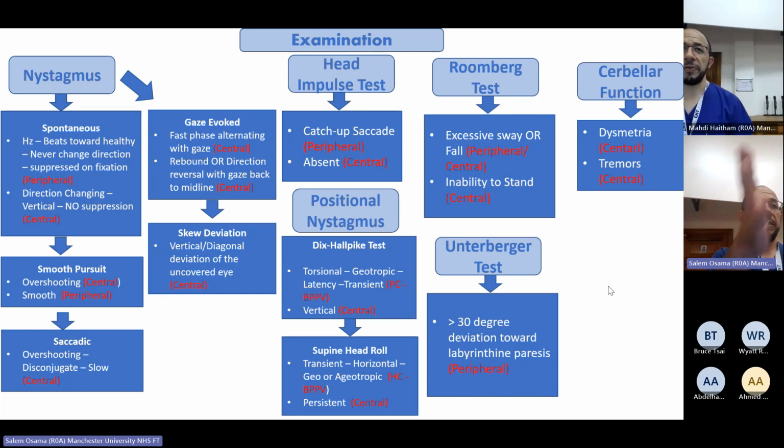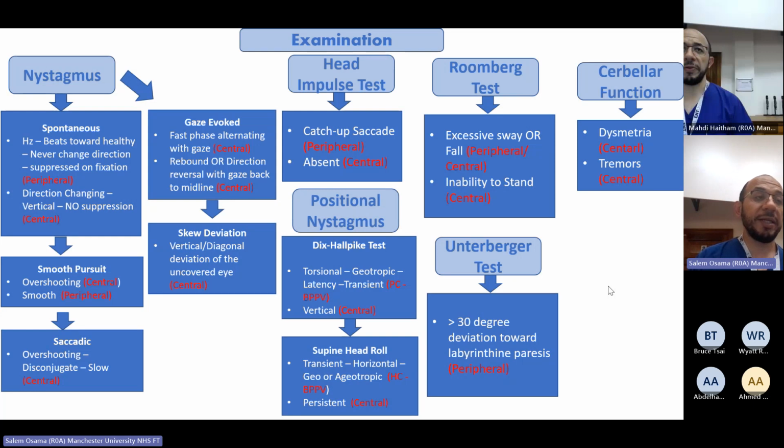For the head impulse test, you do it to see if it's peripheral or central. And usually for the peripheral, there's a catch-up saccadic movement. Position nystagmus, and we will talk about position nystagmus again. We need to comment on the character of the nystagmus. In the Dix-Hallpike test, usually the nystagmus is torsional, geotropic, with some latency, and transient, then it disappears. But for the central, it's atypical. Some will be vertical, some will be persistent, never reducing, and all these things.